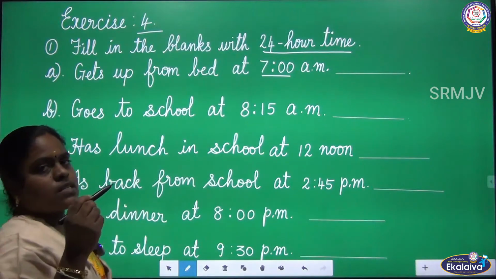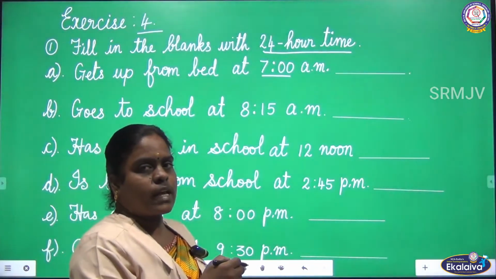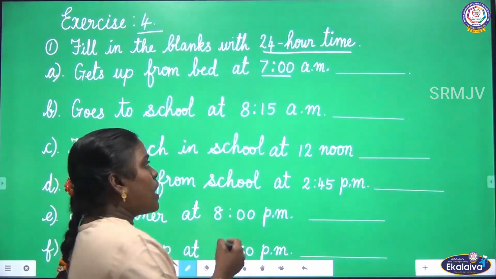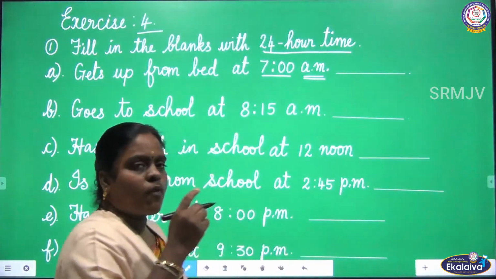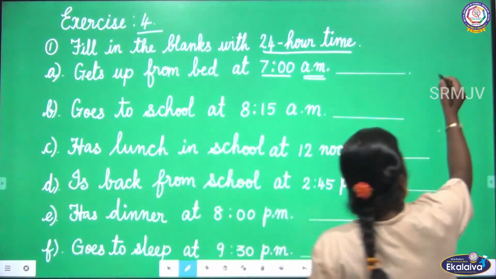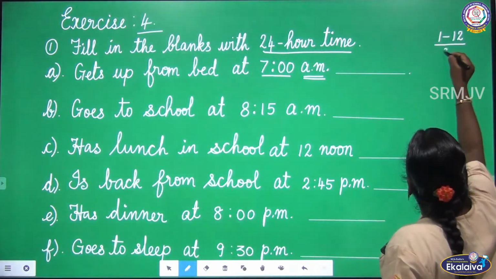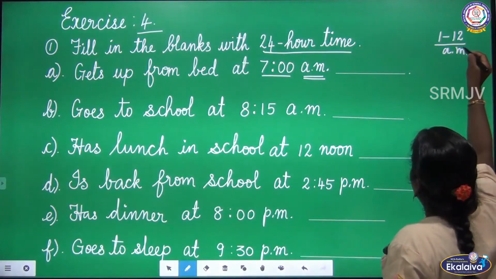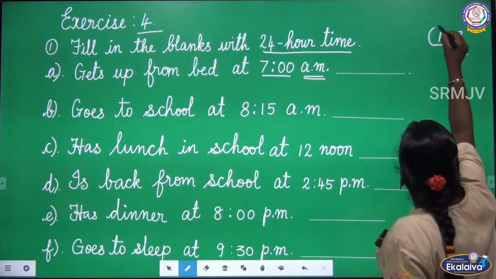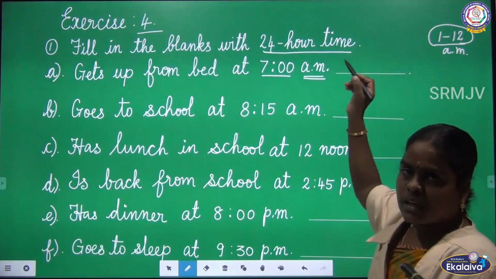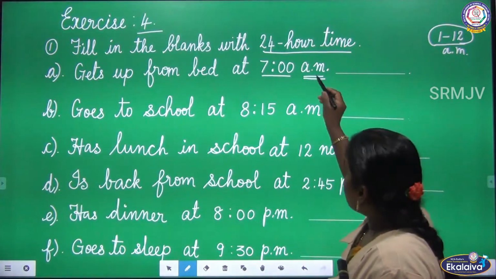So around 6 to 7 AM we will wake up from the bed, right? The activity takes place in the morning, and here the period is AM. Children, from midnight 1 to 12 noon, we have to use the period AM. And in the 24-hour clock time, we just write the given time and add the term hours. So here AM is given.